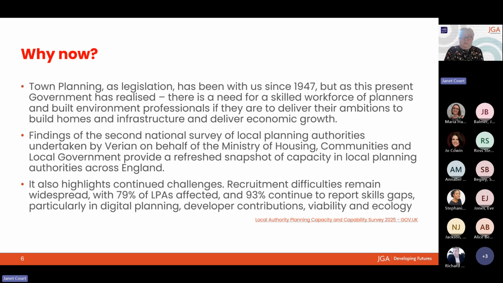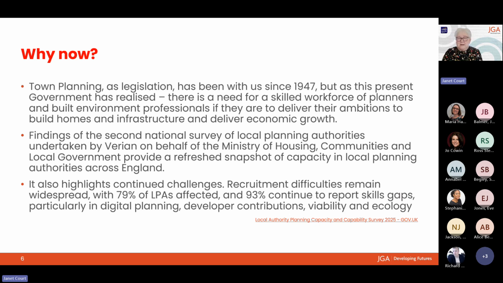So I think, okay, why now? Well, we're just introducing this for JGA, and certainly we do listen to employers, and we've been asked to introduce this as well, because town planning as legislation, as you will know if you're involved in town planning, has been with us since 1947, and of course it's been around way before that in different forms. But certainly, as this present government has realised, and it's not just this government, there is a need for a skilled workforce of planners and built environment professionals if they are to deliver their ambitions to build homes and infrastructure and deliver economic growth.